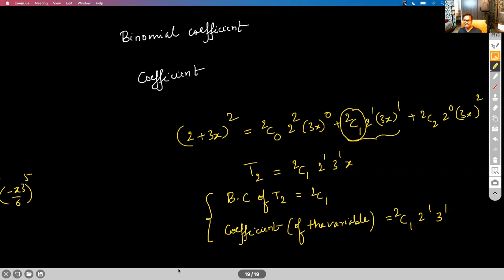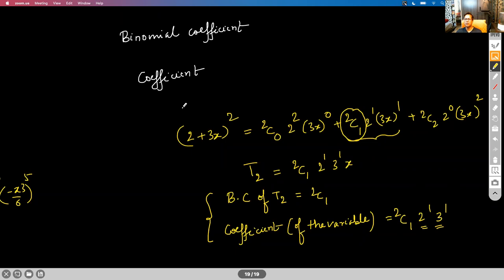Now, I'm not stating that coefficient cannot be binomial coefficient. If there was no constant involved other than the binomial coefficient, then that itself will be your coefficient. So your binomial coefficient can also be your coefficient, provided that there is no other constant involved with it. Here you have a 2 and a 3 also sitting here. So your coefficient is different from your binomial coefficient.